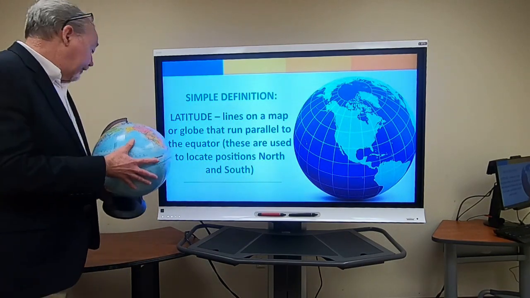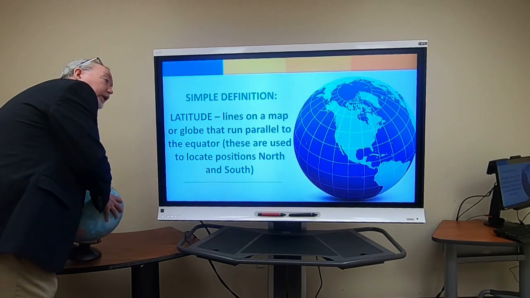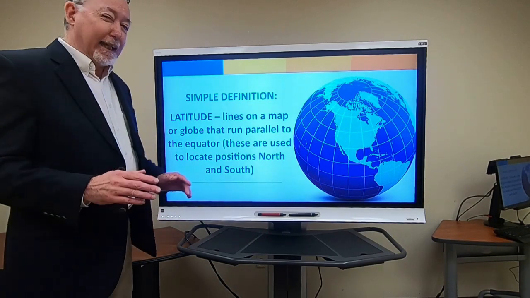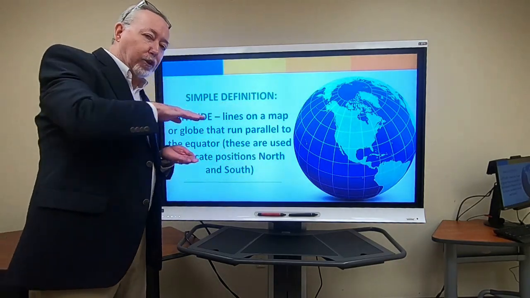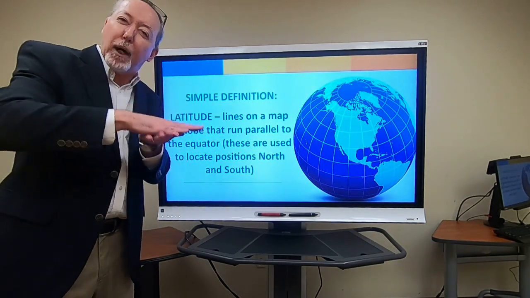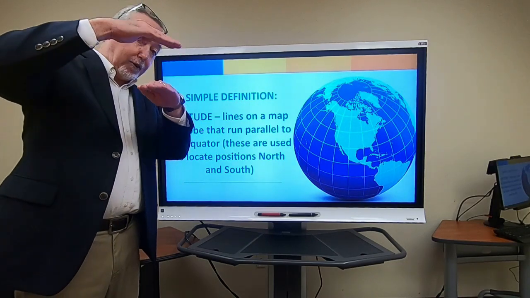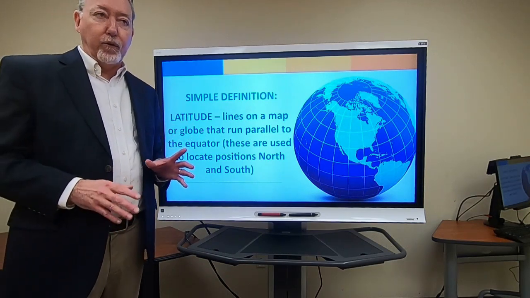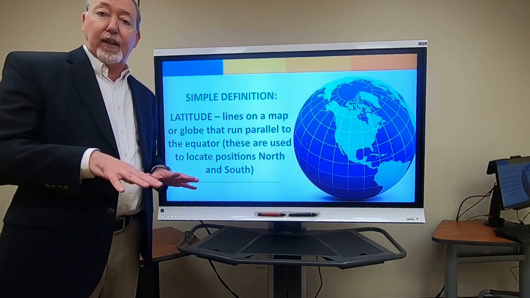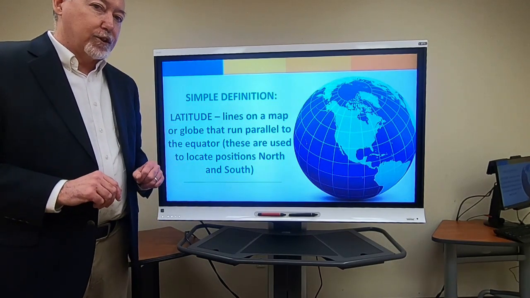Latitude lines are the lines on a map or globe that run parallel to the equator. And what I mean by parallel is these lines, as they go around planet Earth, they never intercept, they never bump into each other. They always stay exactly the same distance apart. These are going to be used to determine north and south. And I'm going to explain how that works in just a little bit.